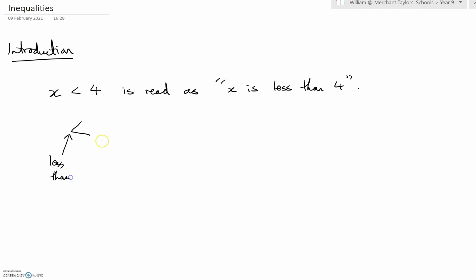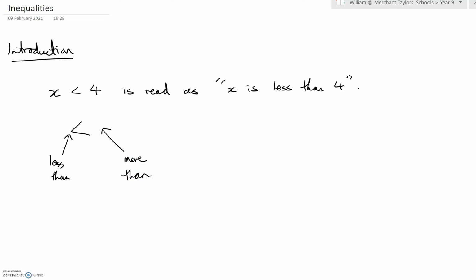Then we can write x less than 4. So this is read as x is less than 4. Okay, and we write it like this. I always imagine this as the bit with the smaller end, this is the bit that is less than, and the bit with the open end, the open mouth, is bigger. That means it's more than or greater than.